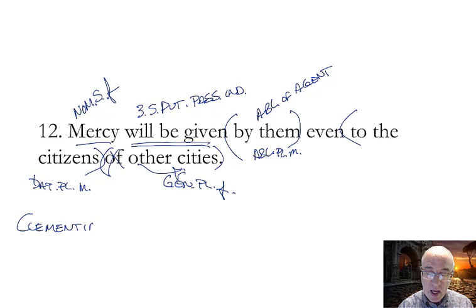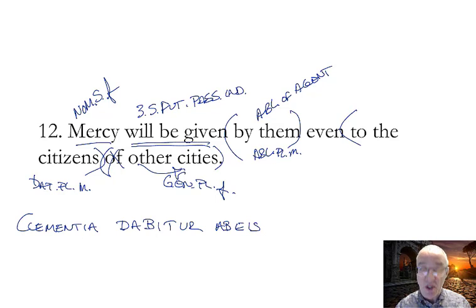Mercy, clementia. Will be given. Do, dare. Da is your present stem. Then we add the future tense, be, and then your new ending, tor. Clementia dabitur. Dabitur. By them. The ablative of personal agent does require the preposition a or ab. Ab, because eis begins with a vowel, so ab needs to end with a consonant. Ab eis. By them, even, etiam is fine, I suppose.